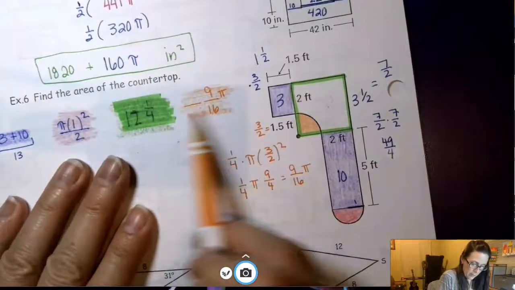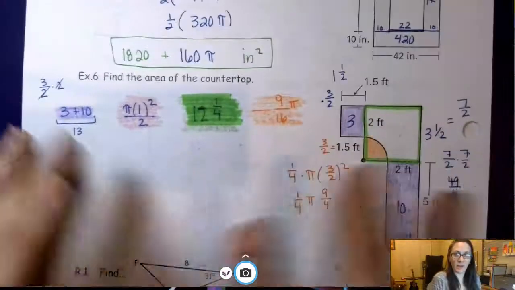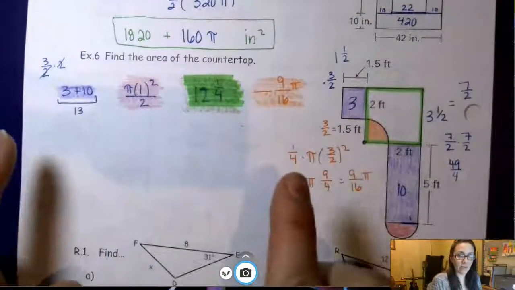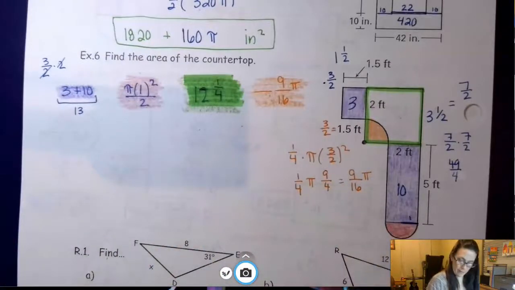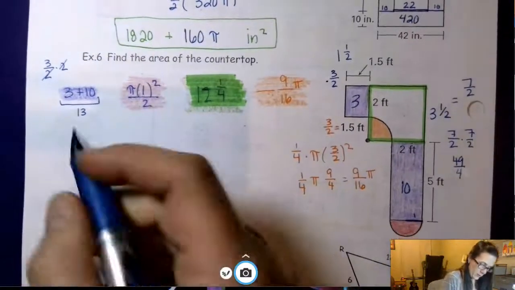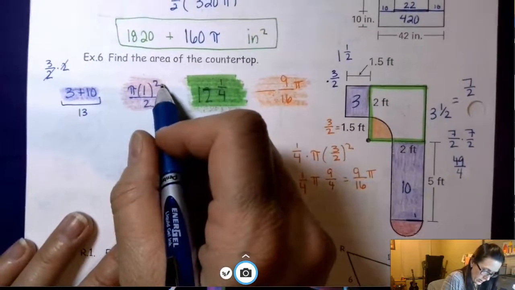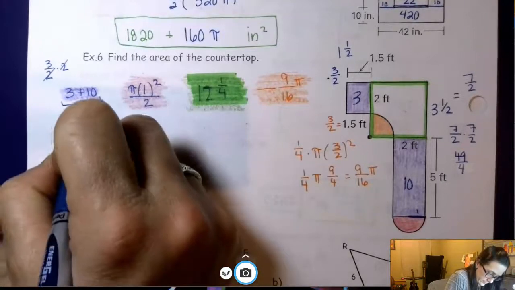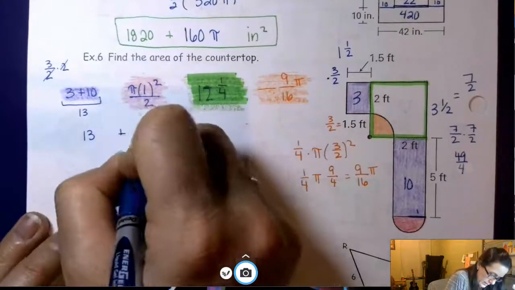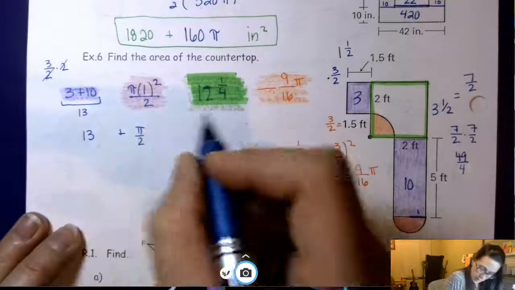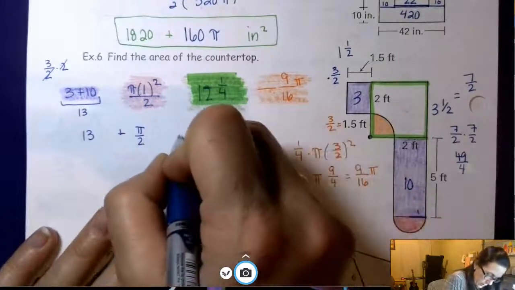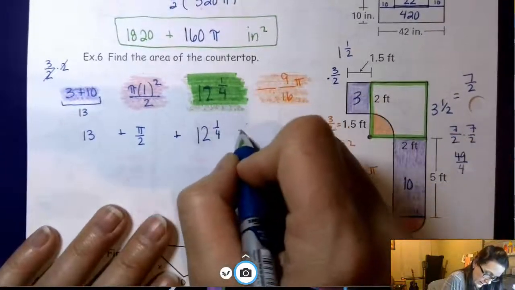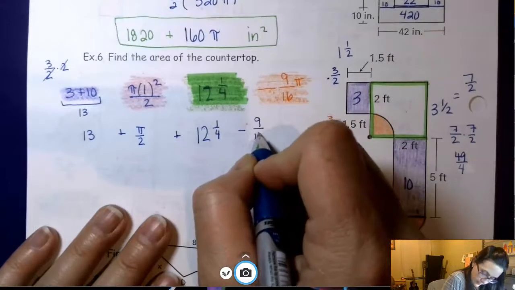So I create my plan and I go through it a little bit at a time and look at what I have. Now I have to simplify. So as long as I did everything correctly, I can simplify this to come up with my final answer. So 3 plus 10 is 13. 1 squared is 1 pi. So I end up with 13 plus pi over 2 plus 12 and 1/4 minus 9 over 16 pi.